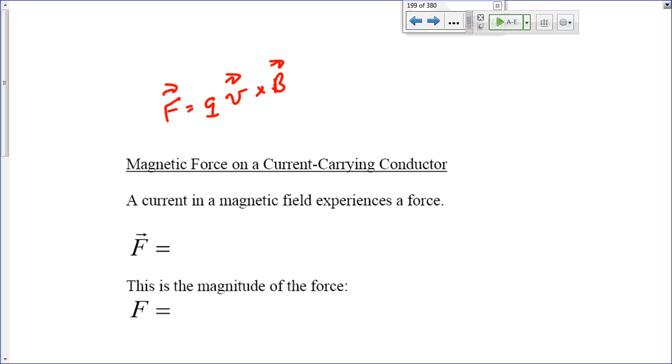And so a charge moving through a wire, we call that a what? We call that current, right? So anytime we have a current in a magnetic field, it will also experience a magnetic force. And we can calculate that in this way. It's going to be I times L cross B, where L is the length and direction of the wire.